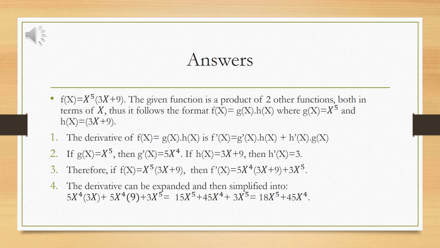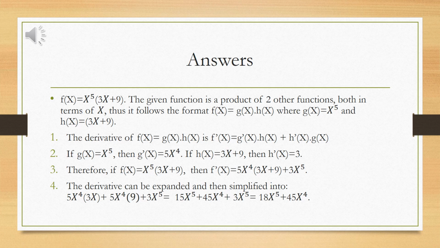F of x equals x to the 5 times 3x plus 9. The given function is a product of two other functions, both in terms of x. Thus, it follows the format f of x equals g of x times h of x, where g of x is x to the 5 and h of x is 3x plus 9.